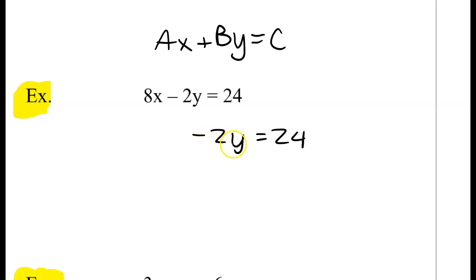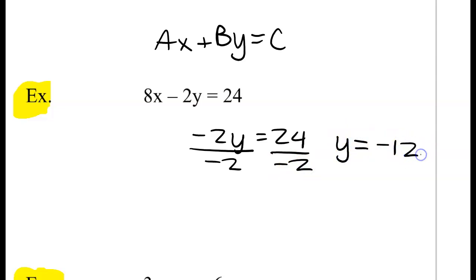When you have two numbers sandwiched together like this, to undo it, we divide. So let's go ahead and divide both sides by -2. And I'm left with y equals -12. That's the y-intercept. So my y-intercept is -12.